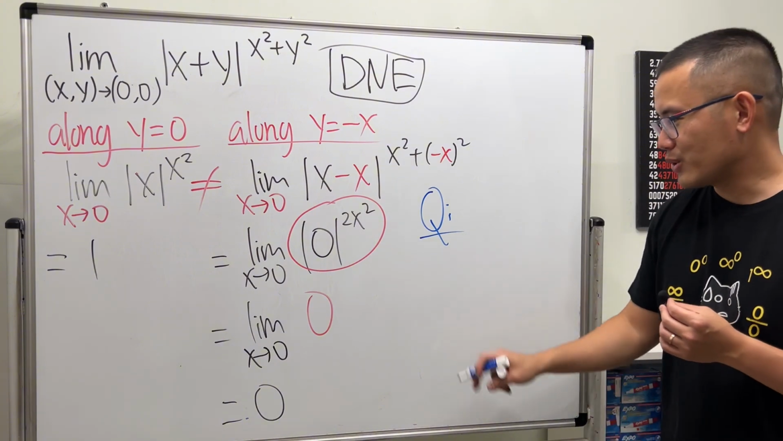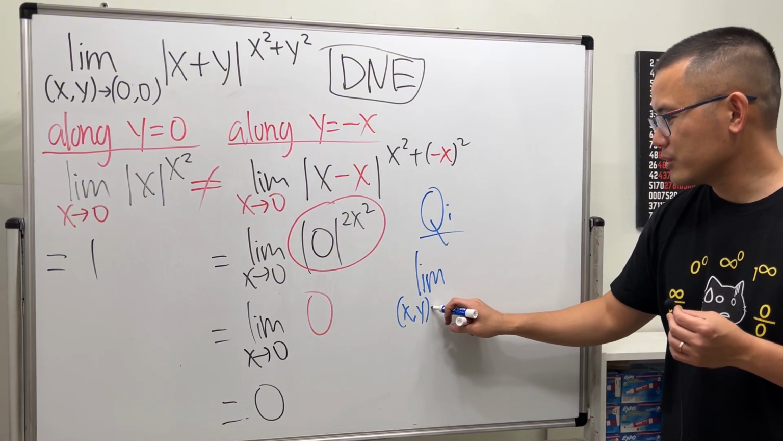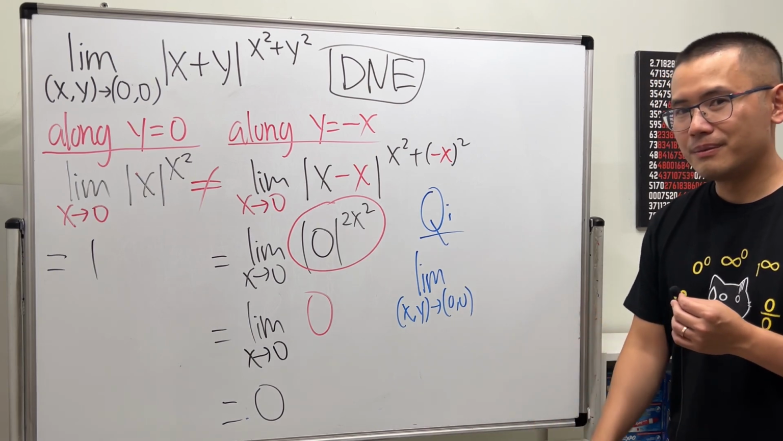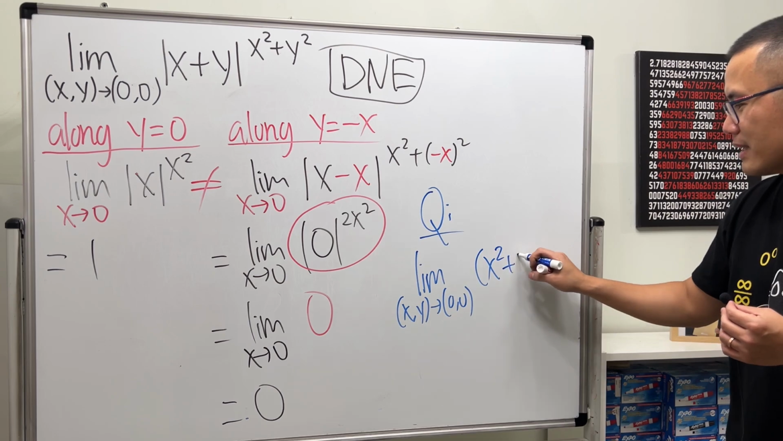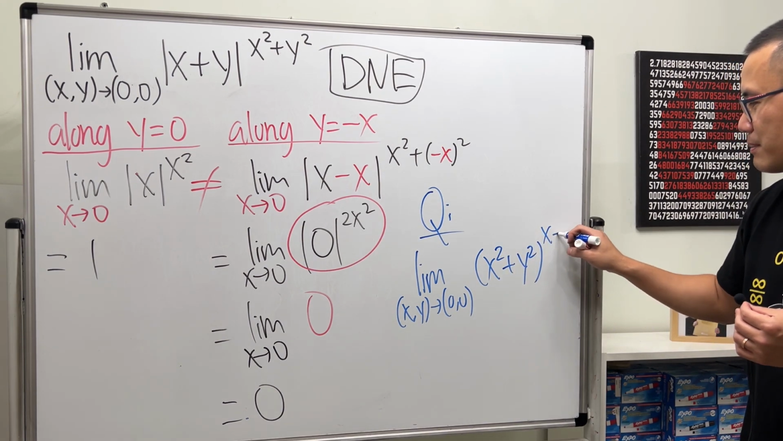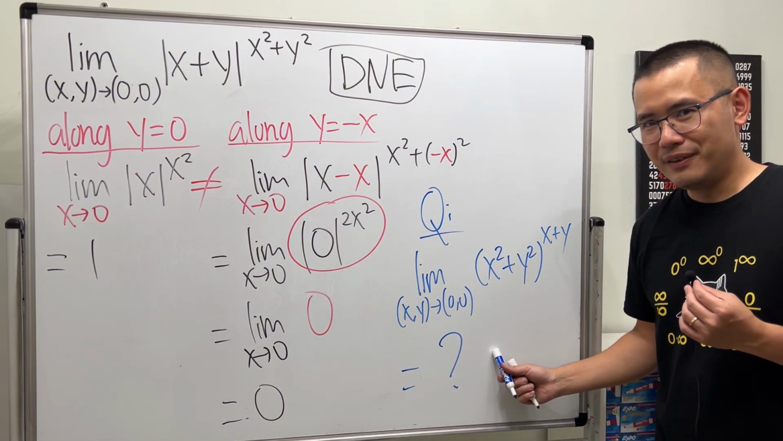Now you do this one. Try this on your own. What if we have the limit as (x, y) approaches (0, 0), but we have this: I switch the base and the power. x squared plus y squared raised to the x plus y power. Go ahead, leave your answer down below.